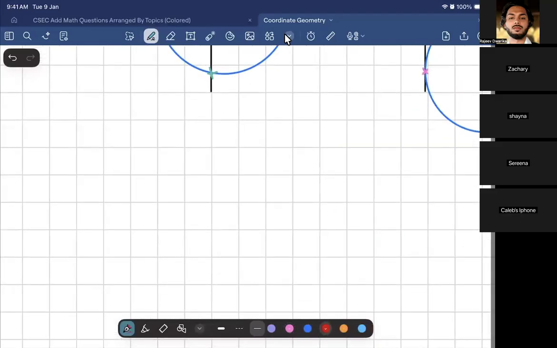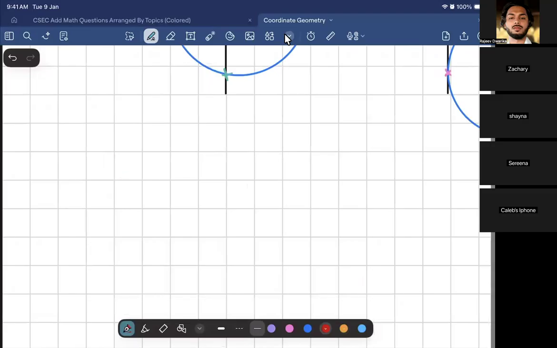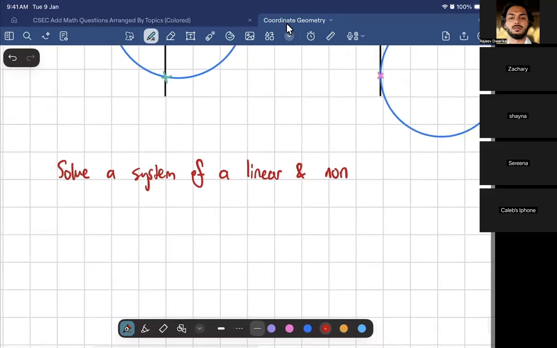What should you guys also know? You should also be able to solve a system of a linear and non-linear equation.